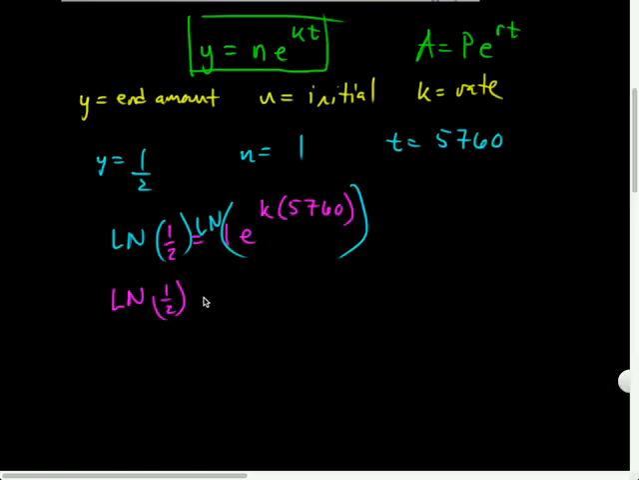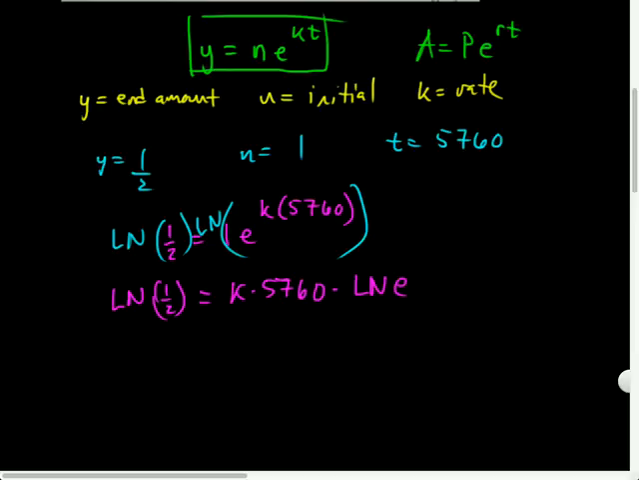So I'll have ln of 1/2, or ln of 0.5, whatever you'd want, equals, I could pull this exponent out front, so it'd be k times 5,760 times ln of e. Oh, there's my lowercase ln showing up. I guess that's somewhat of a bingo there. And what is ln of e?